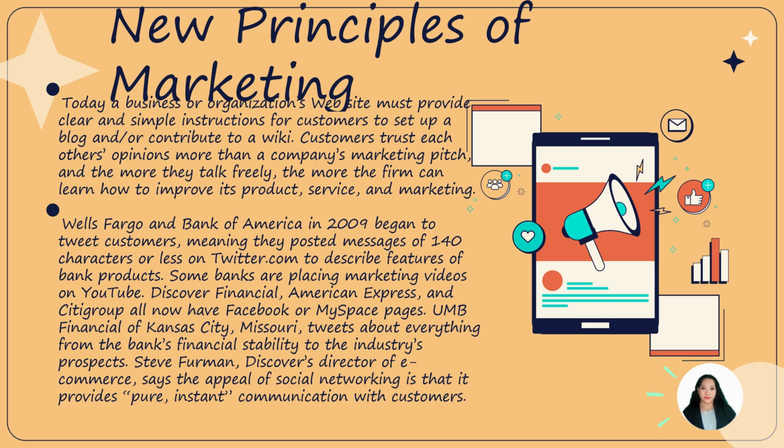Wells Fargo and Bank of America in 2009 began to tweet to customers, meaning they posted messages of 140 characters or less on Twitter.com to describe features of bank products. Some banks are placing marketing videos on YouTube. Discover Financial, American Express, and Citigroup all now have Facebook or MySpace pages. UMB Financial of Kansas City, Missouri, tweets about everything from the bank's financial stability to the industry's improved prospects. Steve Furman, Discover's director of e-commerce, says that a feel of social networking is that it provides pure, instant communication with customers.